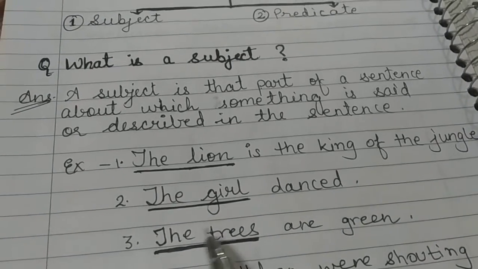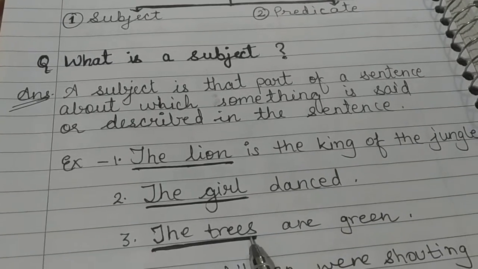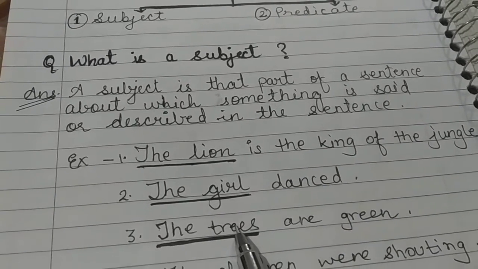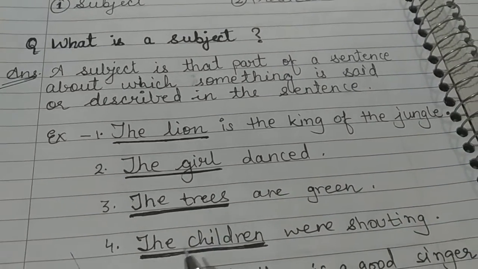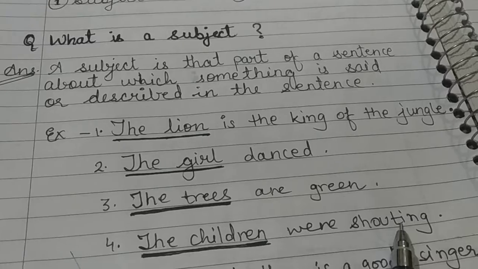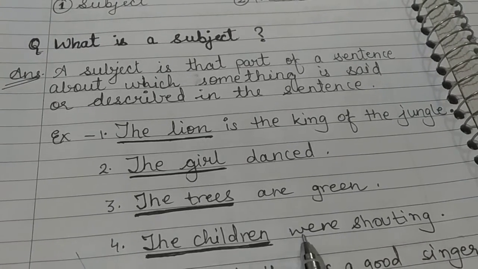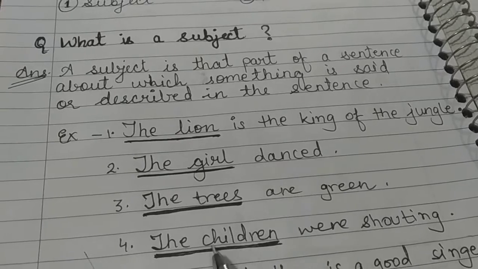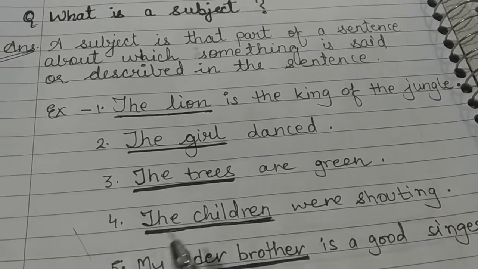Third example, the trees are green. What are green? Trees are green. So the trees will be your subject. In the next example, the children were shouting. Who were shouting? Children were shouting. So we are talking about the children in this sentence. The children were shouting. So the children is your subject.